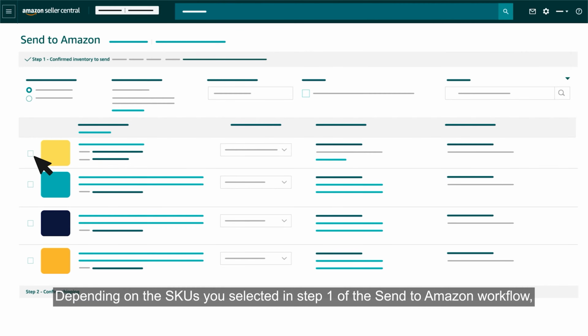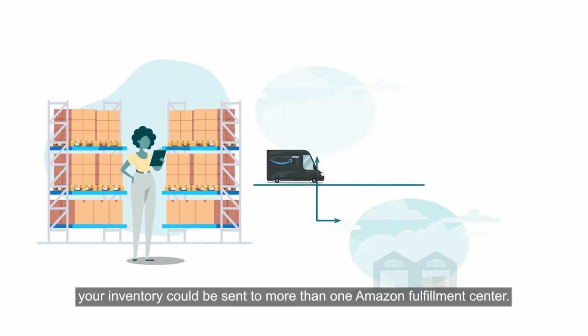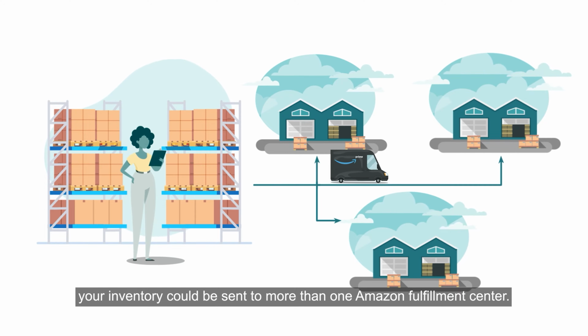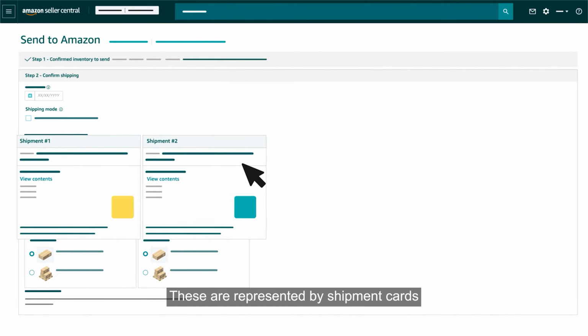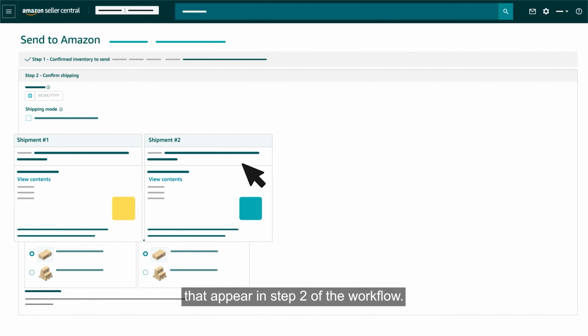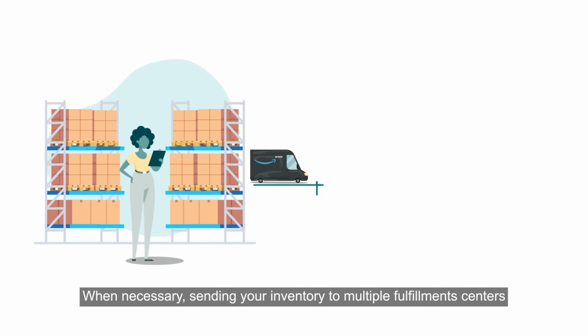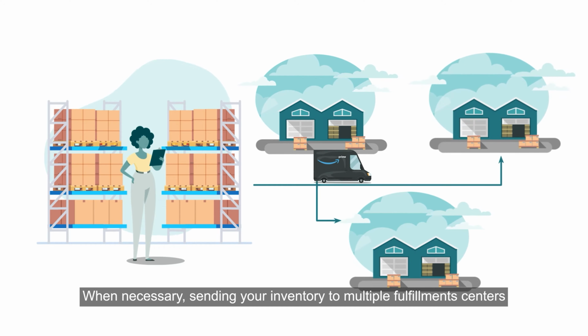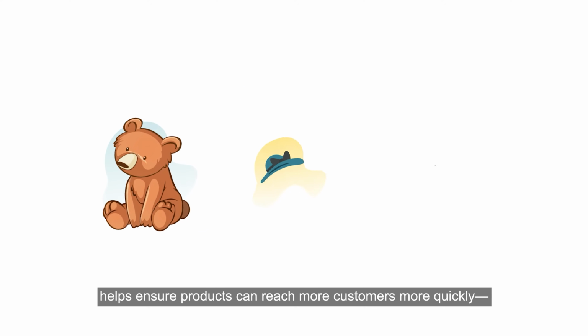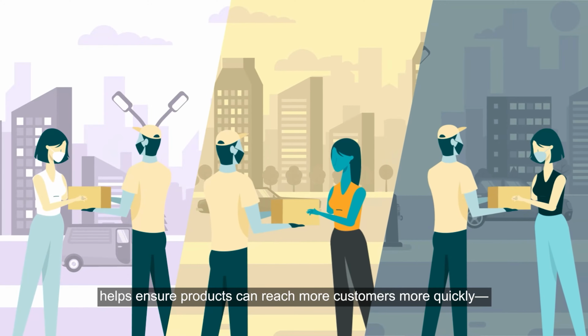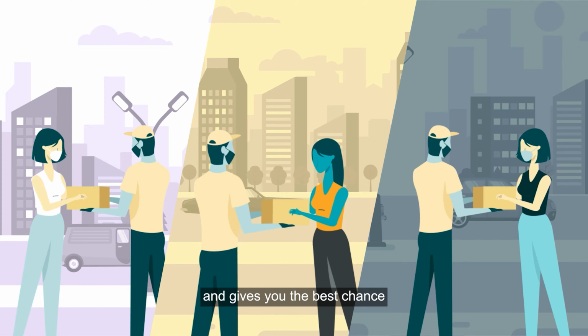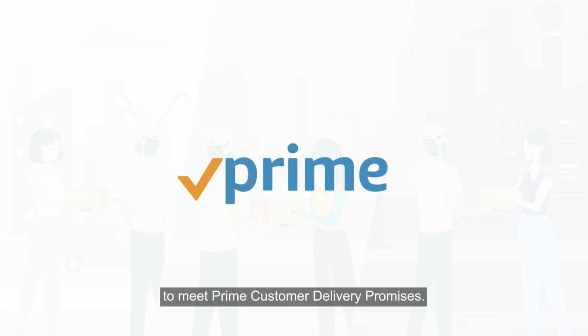Depending on the SKUs you select in Step 1 of the Send to Amazon workflow, your inventory could be sent to more than one Amazon fulfillment center. These are represented by shipment cards that appear in Step 2 of the workflow. When necessary, sending your inventory to multiple fulfillment centers helps ensure products can reach more customers more quickly and gives you the best chance to meet Prime customer delivery promises.